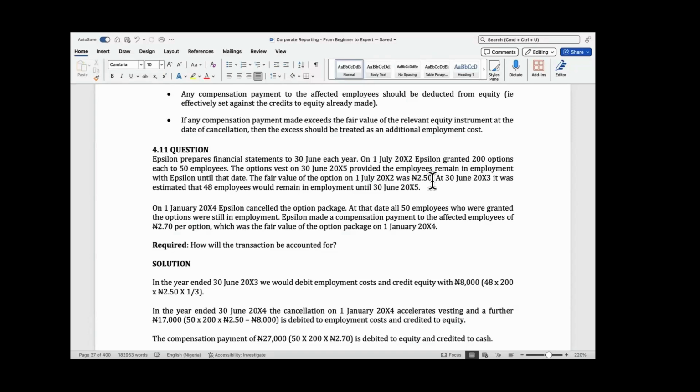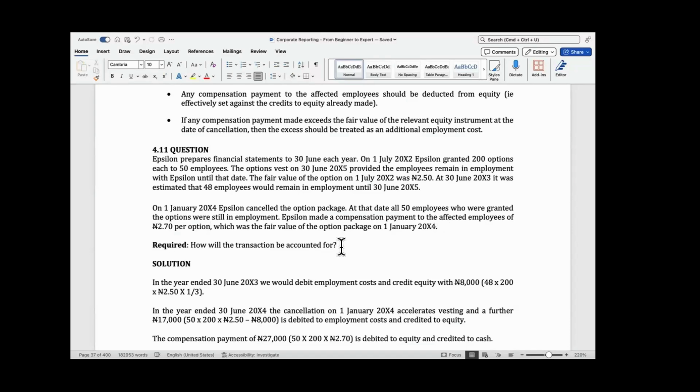Second paragraph. They said on 1st January 2004, Epsilon cancelled the option package. At that date, all 50 employees who were granted the options were still in employment. Epsilon made a compensation payment to the affected employees of 2 naira 70 kobo per option, which was the fair value of the option package on 4 January 2004. Required: how would this transaction be accounted for?